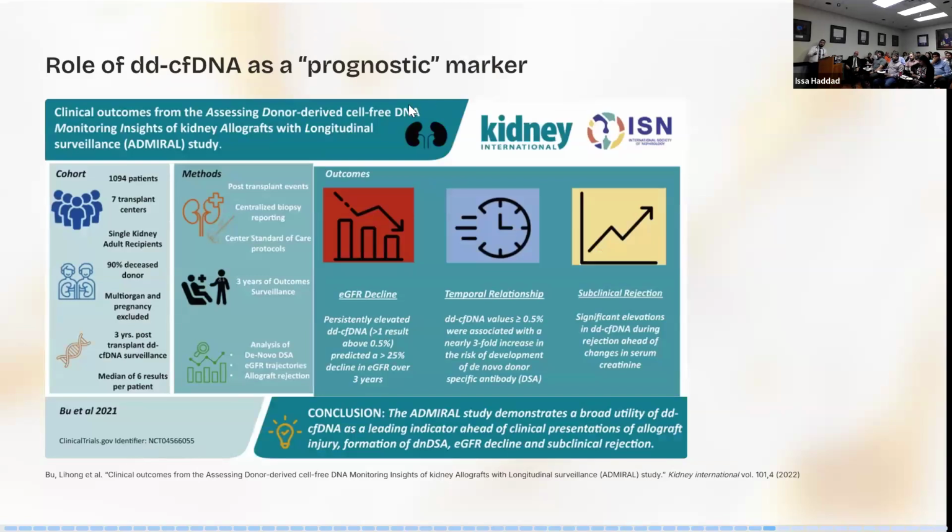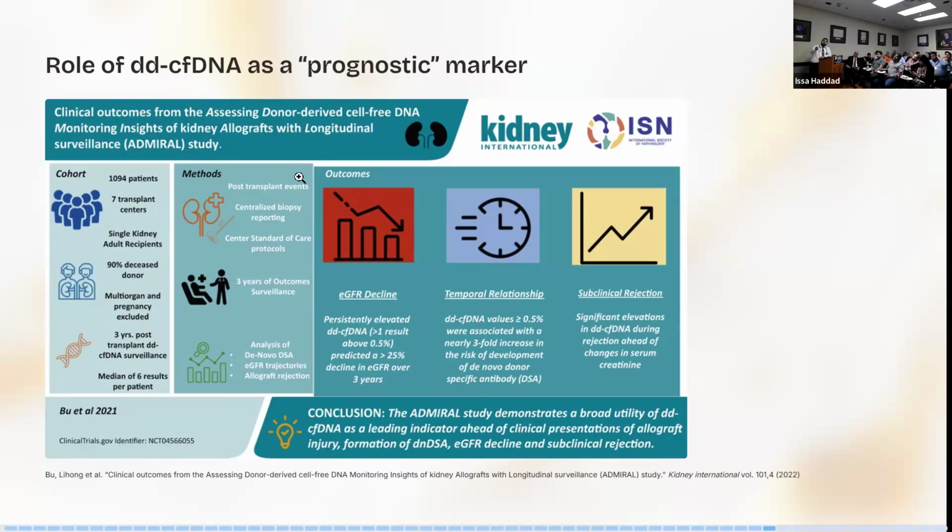And this is where the study that was done, the ADMIRAL study, comes in. This is a big cohort. They looked at 1,094 patients in 7 transplant centers. I checked, and University of Florida was not one of them. They looked at single kidney adult recipients. 90% were deceased donor kidney transplants, and they excluded multi-organ transplants or pregnancy. They followed them for 3 years post-transplant with cell-free DNA surveillance. Almost every patient got a median of 6 results per patient.